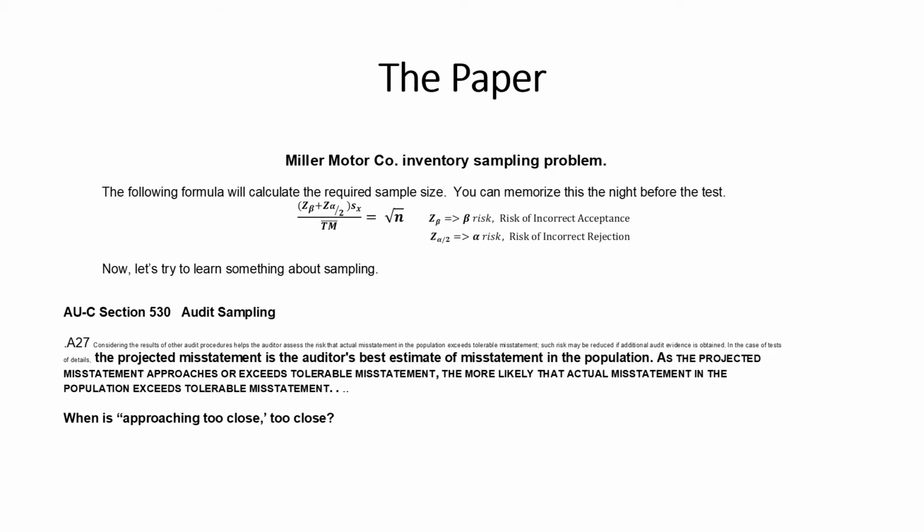The issue, as we talked about in the video for 251, 252, is that the projected misstatement from the sample is the auditor's best estimate of the misstatement in the population. We have to project our sample findings to the population. As the projected misstatement approaches tolerable misstatement, it's more likely the actual misstatement in the population exceeds the tolerable misstatement. So we'll go through that in the paper. The question is, how close is too close?